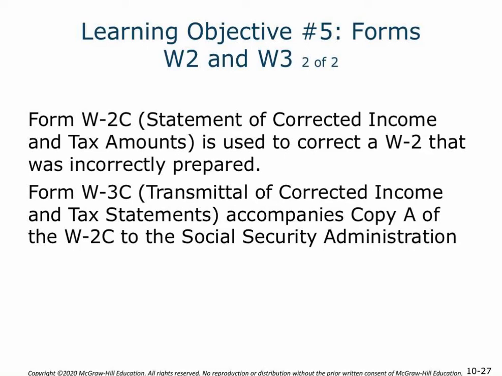Now, if there's a mistake that would have to get corrected, a Form W-2C would be the corrected form for a W-2 that was initially incorrectly prepared, and a W-3C is going to be for the corrections that would accompany Copy A of the W-2C for the Social Security Administration to make note to those recipients that a correction is being made on that form.